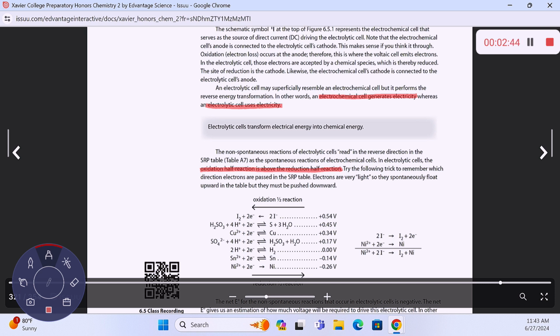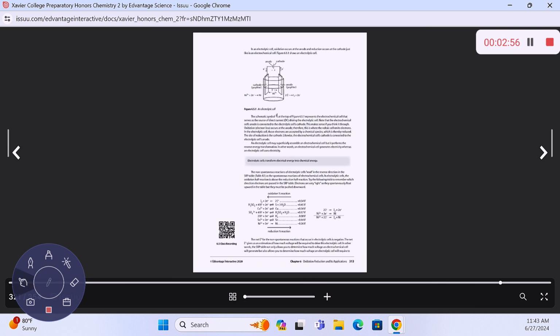So let's turn to the next page. And is there only one set of practice problems in here? No, it's two. Okay. All right.